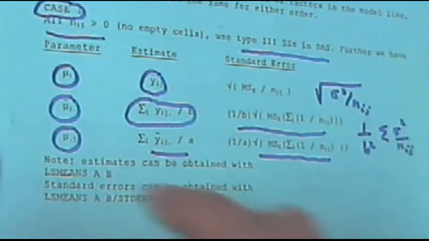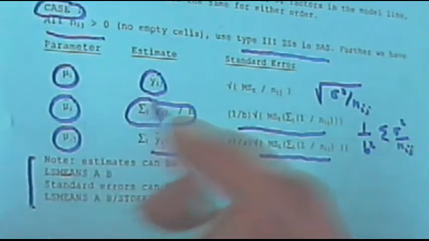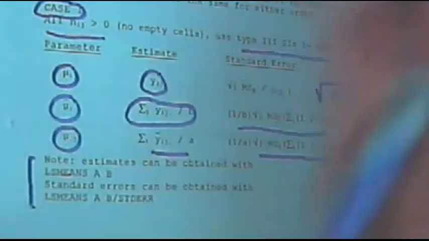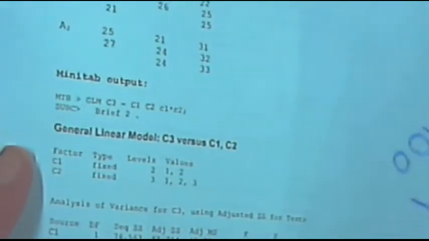Now here's a little indication of some lines you can use in SAS. Estimates can be obtained with LSMEANS A B. Standard errors can be obtained that way. So if you want these numbers calculated in SAS, those lines will give you some output.